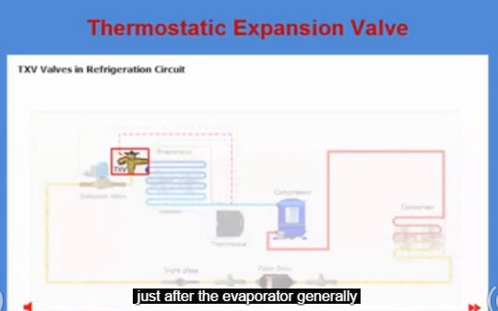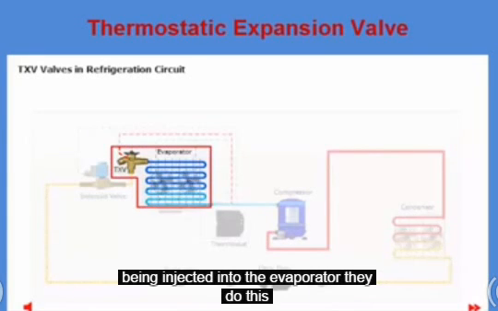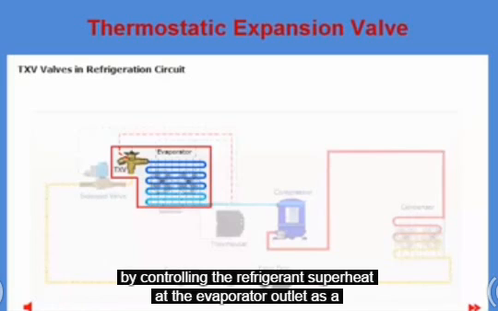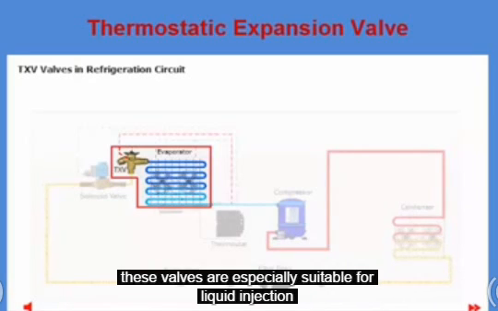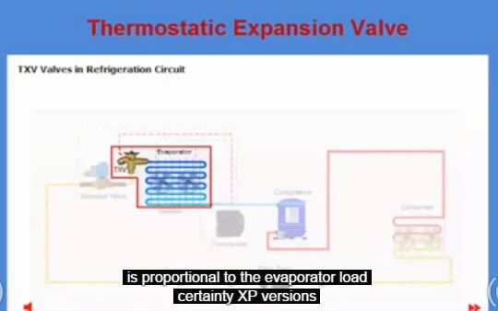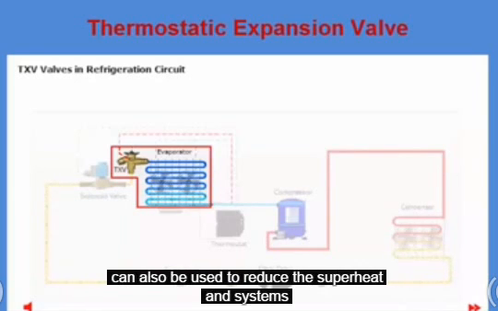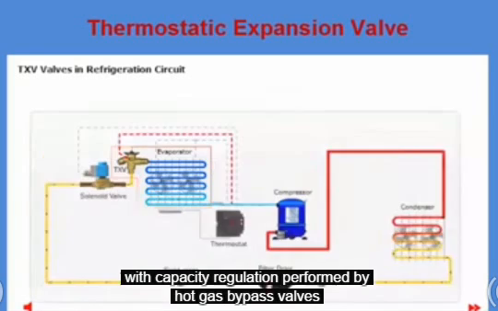Generally, TXVs are used to regulate the amount of refrigerant liquid being injected into the evaporator. They do this by controlling the refrigerant superheat at the evaporator outlet. As a consequence, valves are especially suitable for liquid injection in so-called dry evaporators, where the superheat at the evaporator outlet is proportional to the evaporator load. Certain TXV versions can also be used to reduce superheat on systems with capacity regulation performed by hot gas bypass valves.